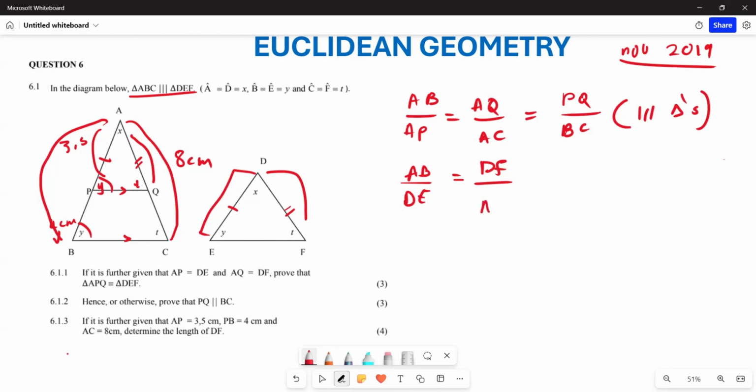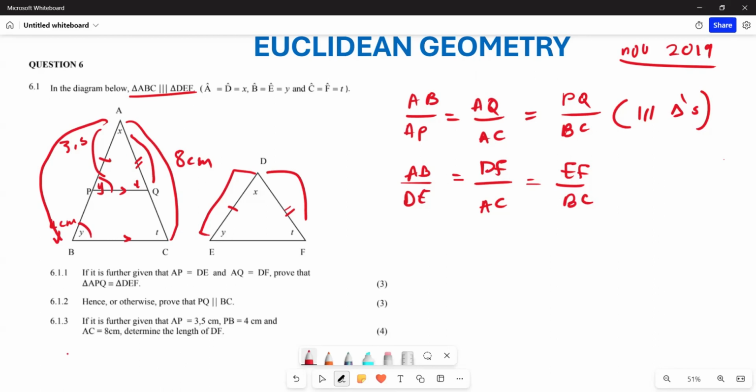Your DF over your AC, which is going to be equal to what? Your DF over your AC, which is going to be the same as your PQ. Your PQ is the same as your EF over your BC, right? Then yes, these are all these sides. So now from here, you're going to just choose the side that consists of BF, right?